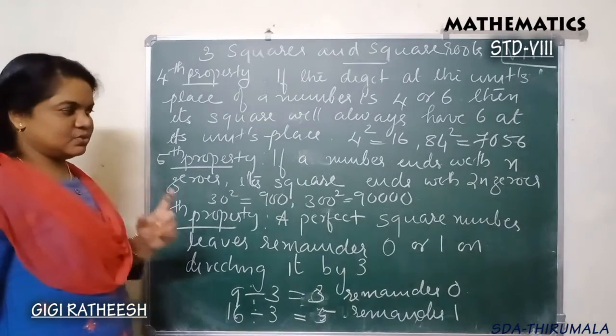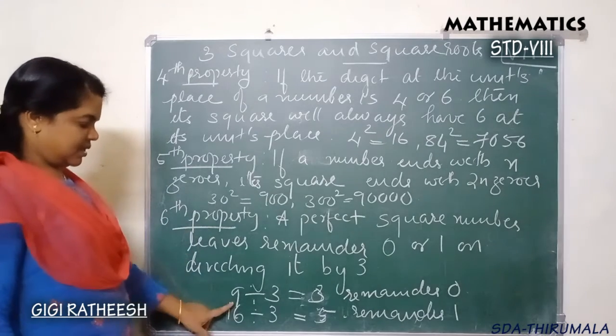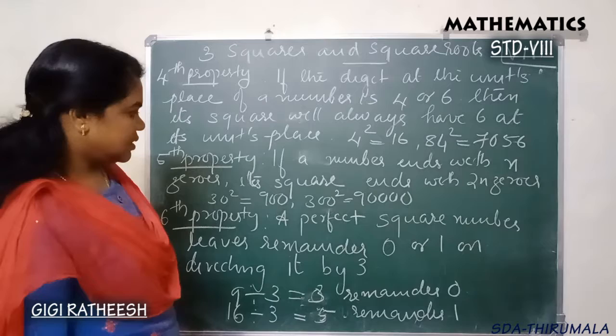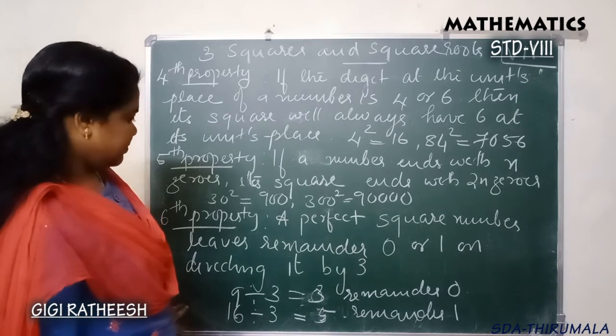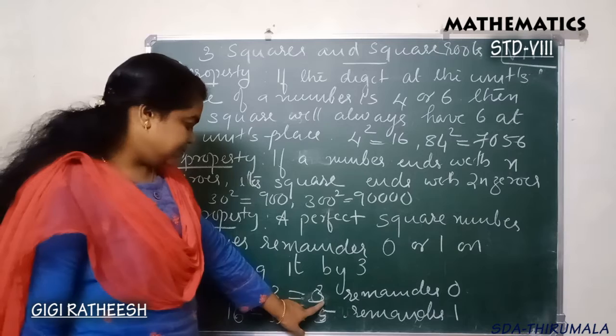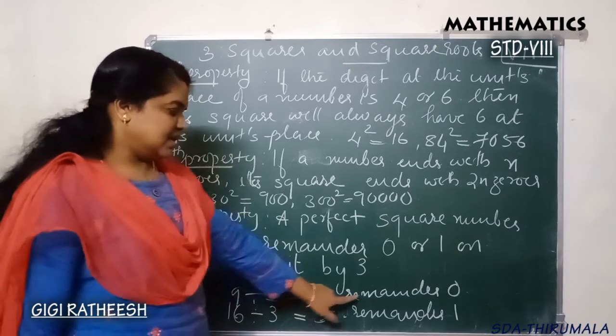If a number is a perfect square, for example 9 is a perfect square, and it is divided by 3, the remainder is 0 or 1. Dividing 9 by 3, we get 3 threes are 9 and the remainder is 0.